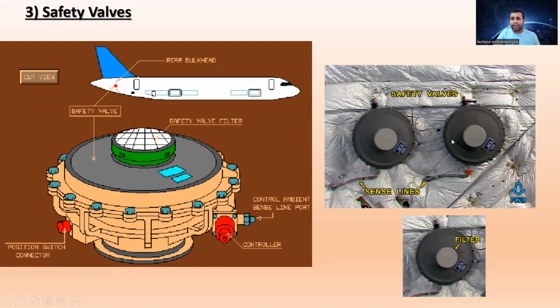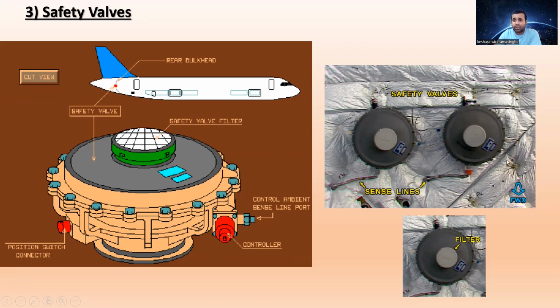You can see the safety valve over there. Here is the sense line, which comes from here. Here is the filter, and you can see the rough schematic. It is situated in the rear bulkhead, and here is the safety valve. You can see the safety valve filter, here is the controller and the control ambient sense line port, and this one is the position switch connector.